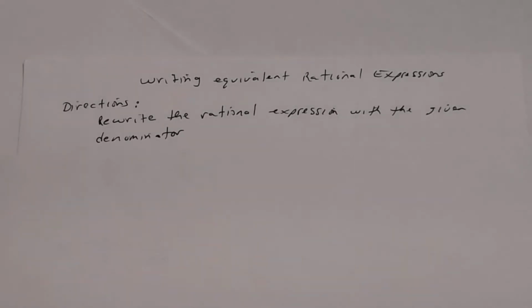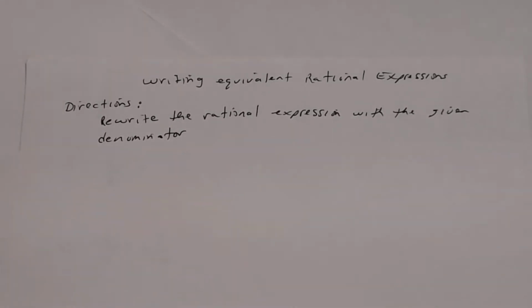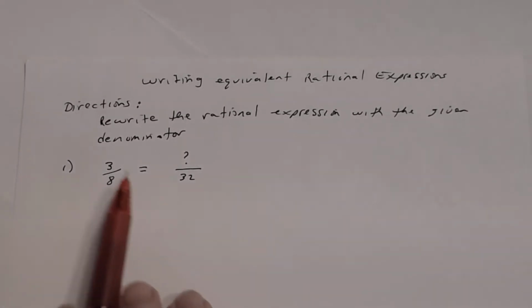And so the directions will say something like this. So it'll say, rewrite the rational expression with a given denominator. And so here's what the first example looks like. And I use an example that you all know how to deal with. And so to be able to do this, you need to be able to look at both fractions.